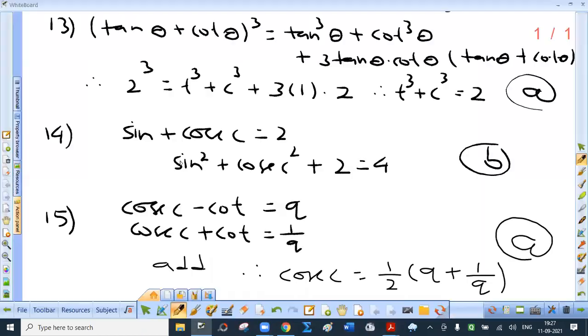So what is (a plus b) cube? It is a cube plus b cube plus 3ab into (a plus b). But tan plus cot is given to be 2. So 2 cube equals tan cube plus cot cube plus 3 tan into cot, which is 1 because cot is 1 by tan. Now tan plus cot is given to be 2. Solve this to get tan cube plus cot cube equal to 8 minus 6. That is 2, which is given in option A.